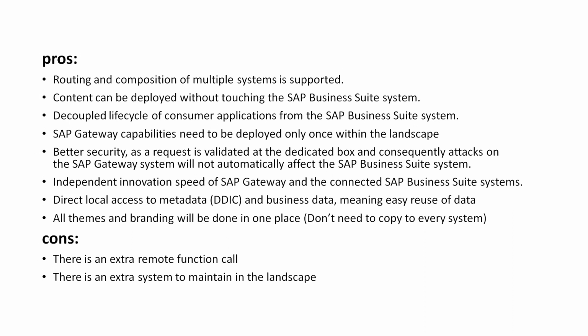Let's say if you want to do any theming or branding, all your branding will be in one place, because all the applications will be deployed to the Gateway Hub system. That's where you will maintain all your branding and theming, so that you don't need to copy to the individual business systems. So these are all the advantages: routing and composition of multiple systems. Innovation in UI can be reached very fast, because you are not going to touch the backend business systems.